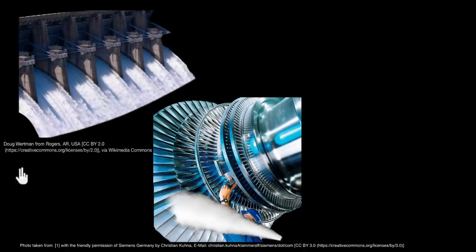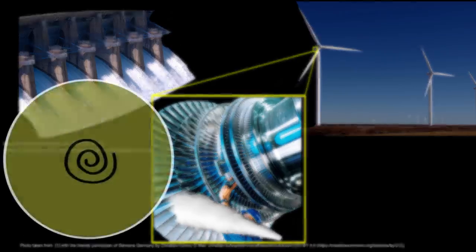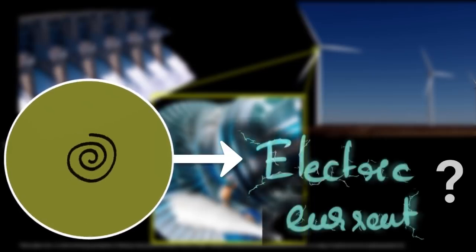it. Or maybe we can use the energy of the falling water. Or another example could be we fit these inside giant windmills and let the wind do the work for us. Whichever way you choose, all we do is spin a giant turbine. But how does turning something create electricity?